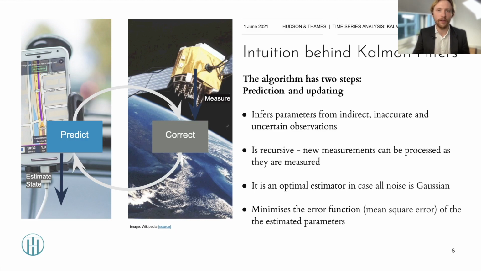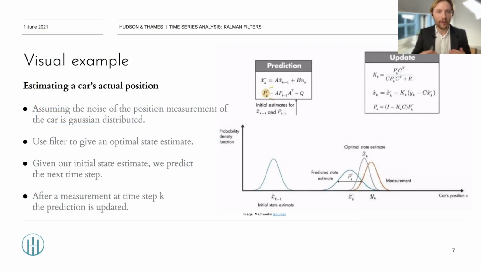A few more notes about the Kalman filter. It is an optimal estimator in case all noise is Gaussian, and it minimizes the error function of the estimated parameters. Let's go back to our visual example. Here we want to estimate the car's actual position. So we start with an initial state. This is our initial estimate where we are currently. In the next step, we want to predict where we should be, but we also want to measure and then estimate where our actual state is. So combining the prediction and the measurement, we give our optimal estimate.